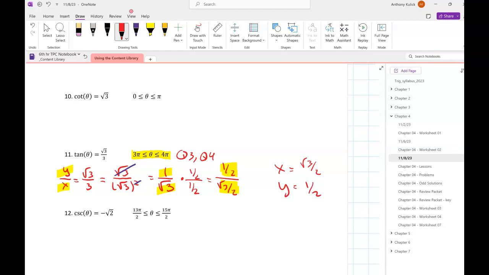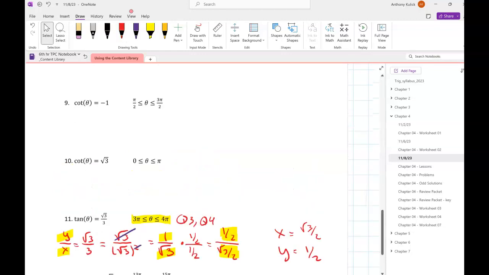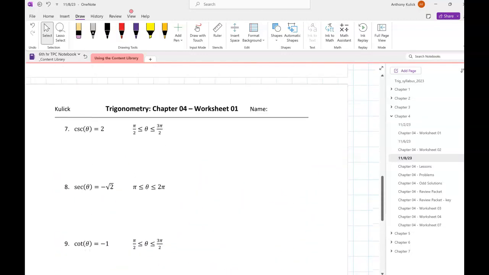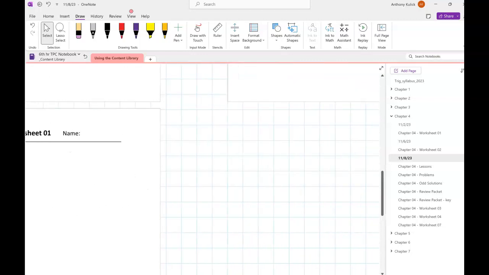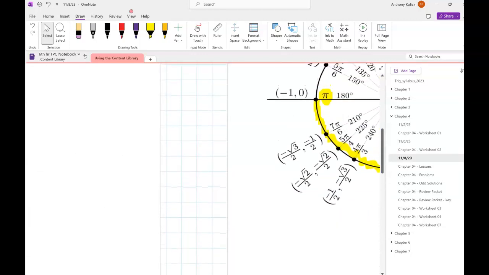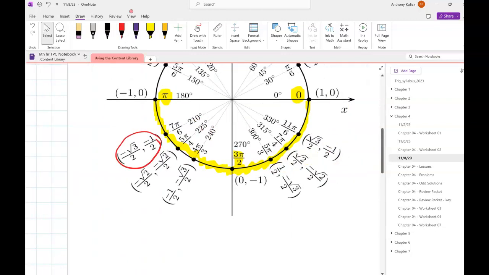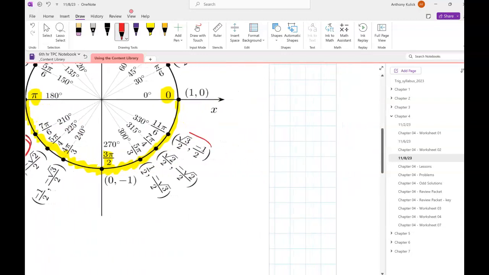But what happens if I go looking for those two coordinates in quadrants 3 and 4? Let's go see. So I have this where x is negative root 3 over 2 and y is negative 1/2. Well, that's not right because they're not both positive. And over here I have x is positive root 3 over 2, but y is negative 1/2. That's not what I said either. What's going on? Did I make a mistake?